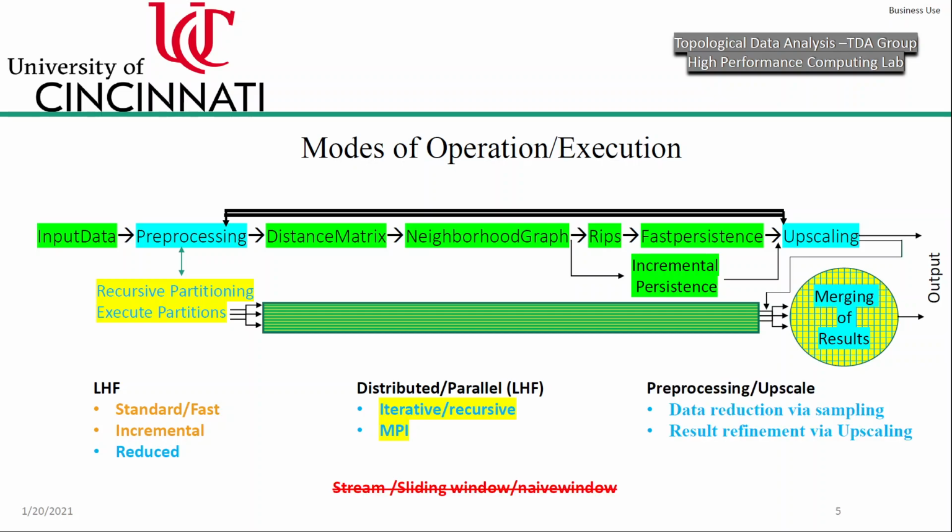Then we have pre-processing, data reduction by sampling. We have already seen upscaling, which is result refinement by upscaling. I'm not discussing streaming, sliding window, and naive window as discussed earlier. Right? So merging of results is for MPI. From all the different processes, we remove the duplicates and keep the unique ones.